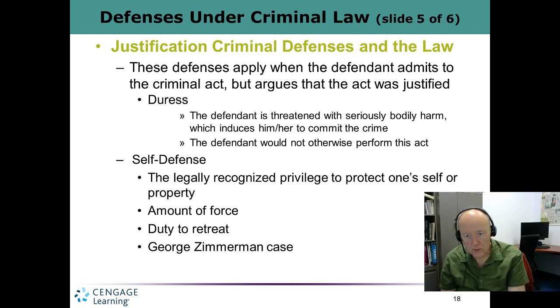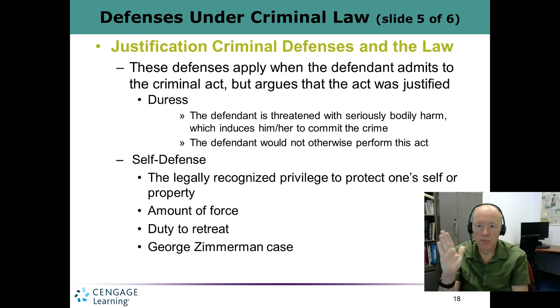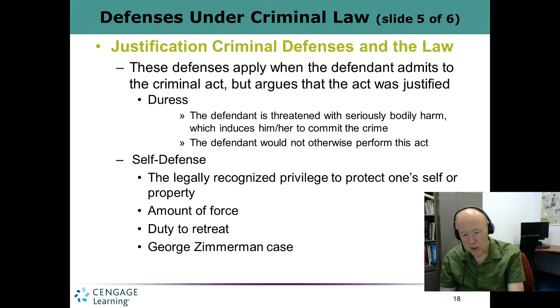Self-defense. Okay, this is the legally recognized privilege to protect oneself or one's property. Now, the amount of force you should use in self-defense is proportional to the force or threat you are facing. So if someone comes up and they're obviously unarmed, you're at the beach, and they come up in their bathing suit and they say, I'm going to slap you, and you happen to have a bazooka in your beach bag and you shoot them with the bazooka, well, that's a disproportionate response. You're not going to have self-defense. Not going to have complete self-defense.